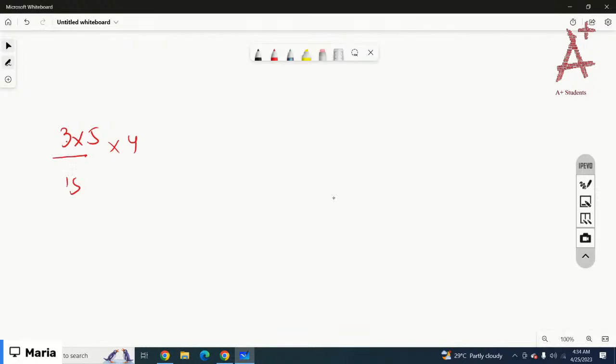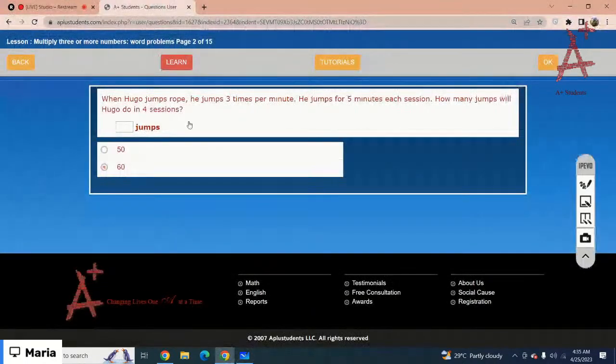Got it? So 3 times 5 makes 15, and 15 times 4 makes 60. Got it? So it would be 60. So the correct option is 60.